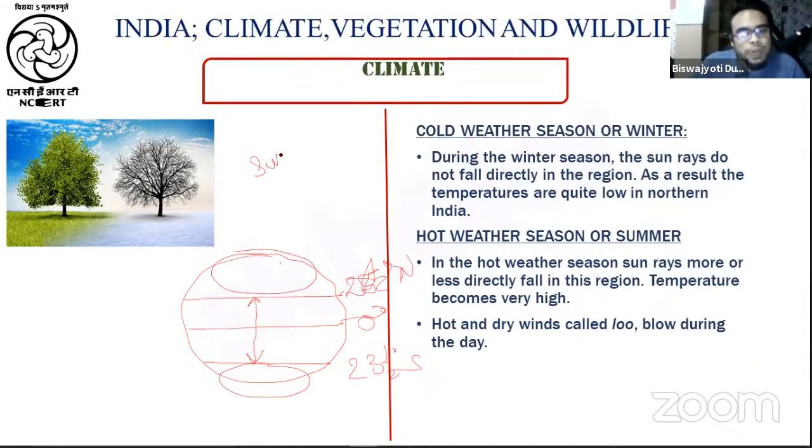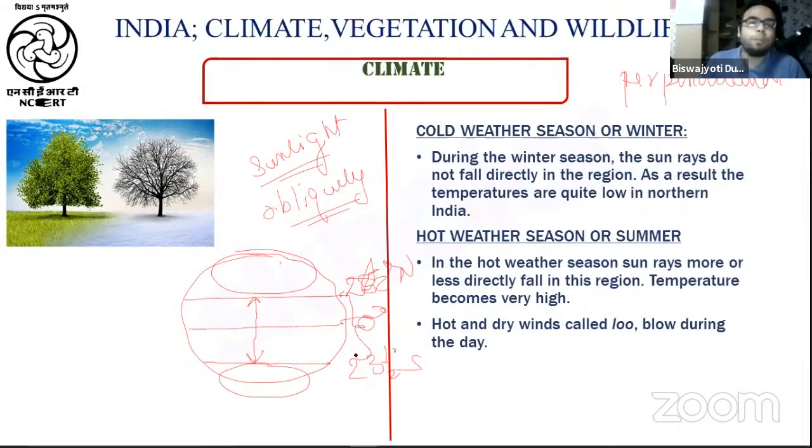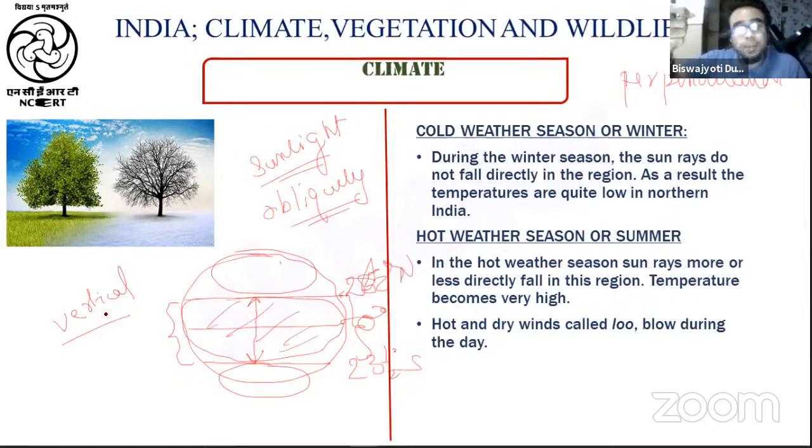Yes, we do have sunlight in this region. That is because the sunlight in this region falls obliquely and not perpendicular. Very, very important point. So the apparent movement of the sun is between the Tropic of Cancer and the Tropic of Capricorn. Meaning, in between these two latitudes, in this zone that you see here, the sun rays will be vertical.